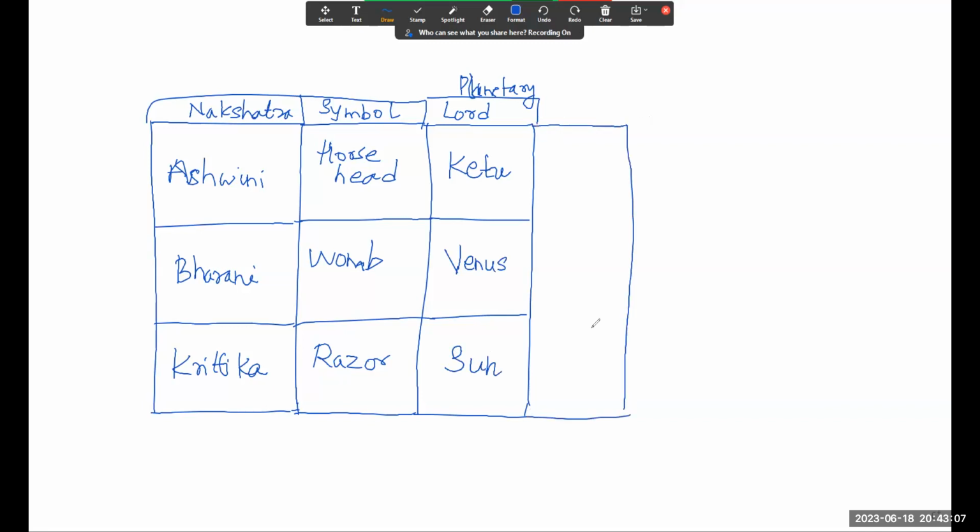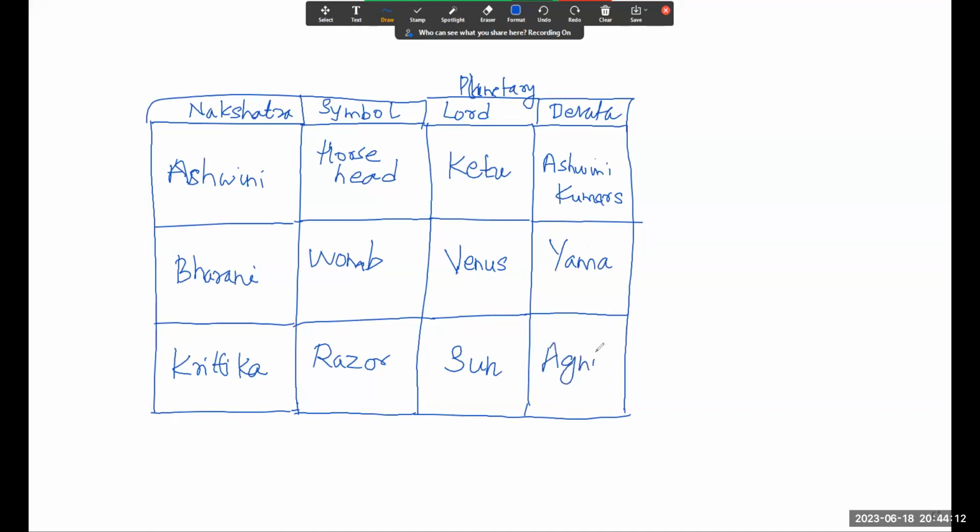Then the devata. Ashwini deities, Ashwini Kumars. Bharani deity? Yama. Yes, Yama or Lord of Dharma. Kritika deity? That's easy. Agni, fire.